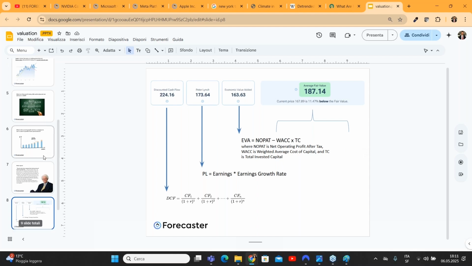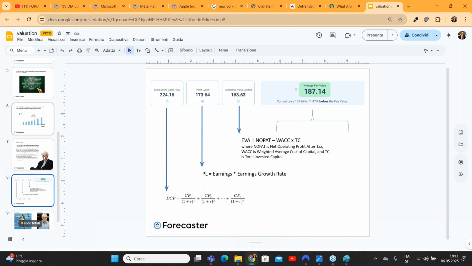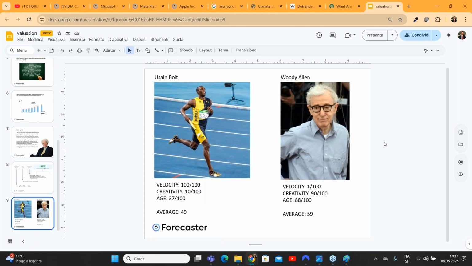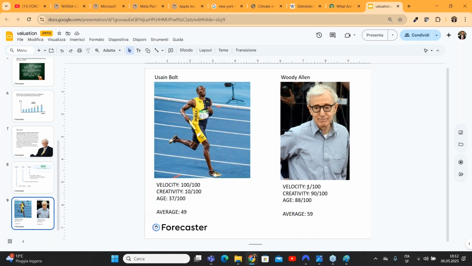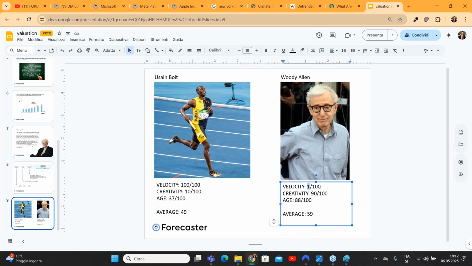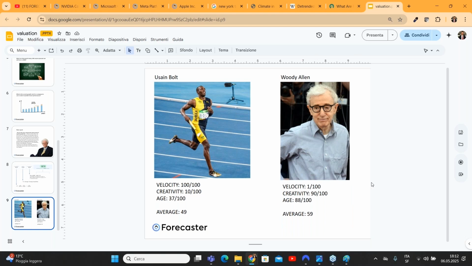I always do an example. How can you, for example, evaluate two completely different people, like Usain Bolt and Woody Allen? Of course, you cannot evaluate them with a single method, because if you evaluate Usain Bolt for his velocity, he will have a much higher valuation than Woody Allen, who in velocity, I don't know him personally, but I really think he is not as fast as Usain Bolt.